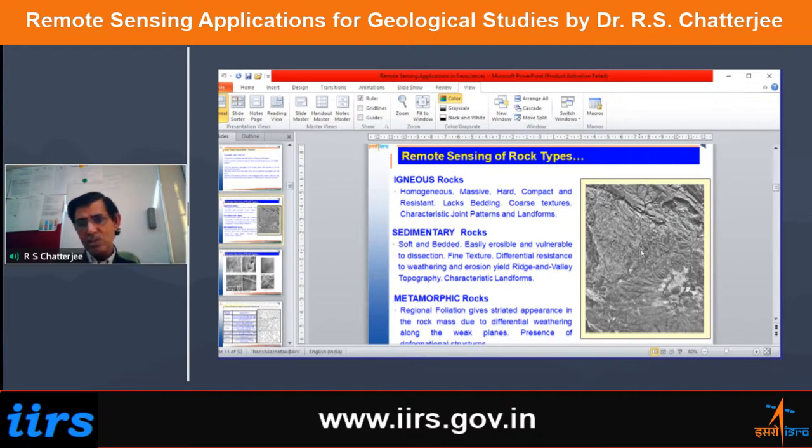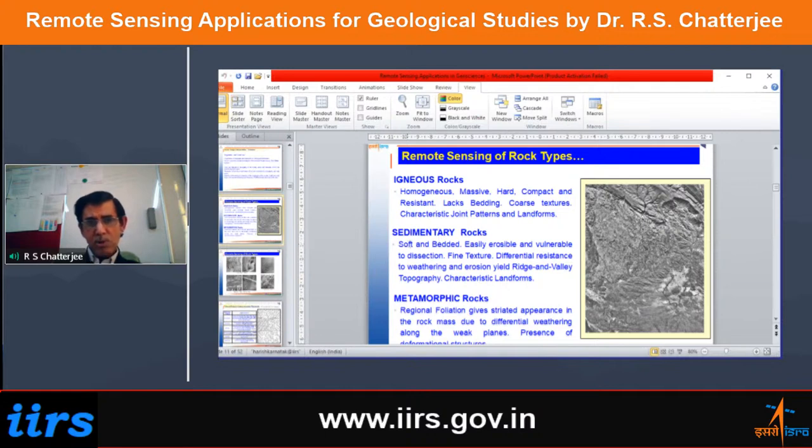And here the texture is very important to interpret. This is igneous rock. Now what is sedimentary rock? Sedimentary rocks are deposited rocks. The material is deposited, consolidated, compacted and hardened, and finally the sedimentary rocks are formed.